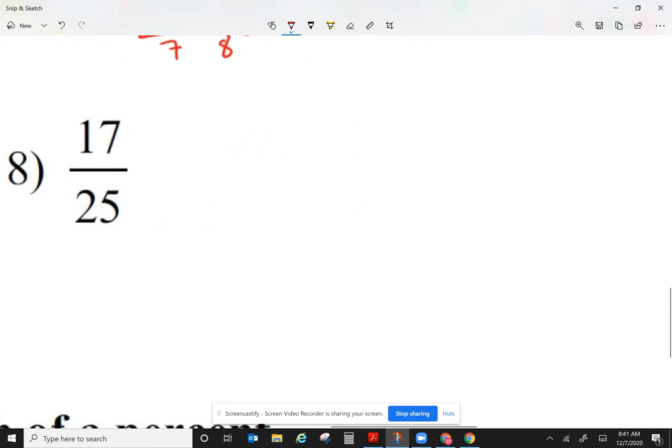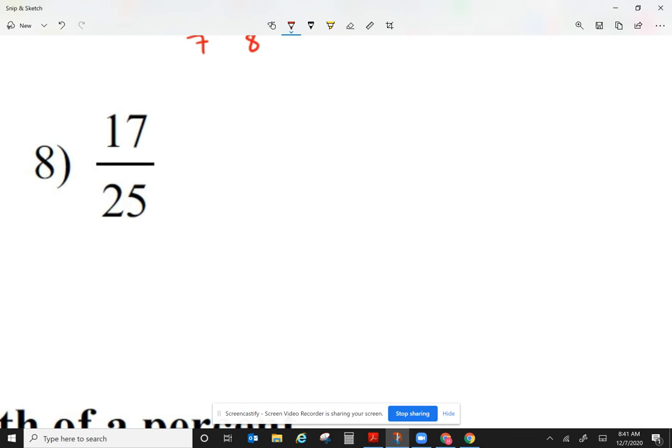Let's take a look at one last example. I want the number at the bottom to be a 1 with zeros, either 10, 100, 1,000, 10,000, anything I can think of with 1 and zeros. I cannot make 25 into 10, but I can make this into 100 if I multiply it by 4. So let me multiply the top by 4 as well. I know at the bottom 25 times 4 is 100.